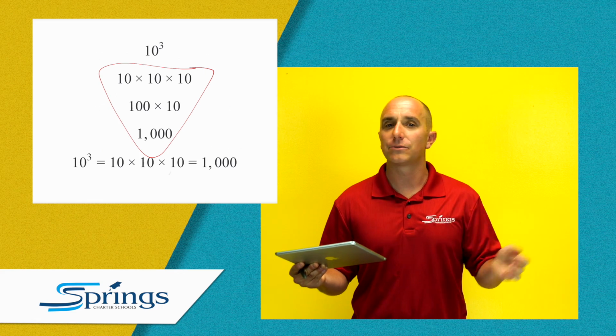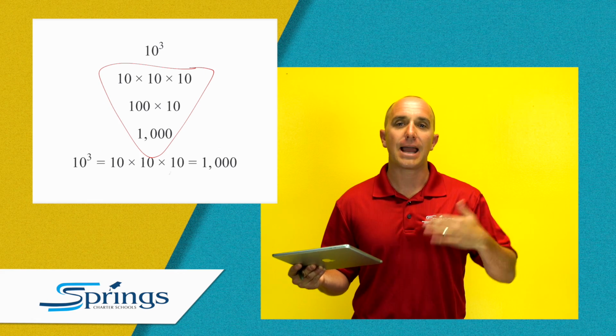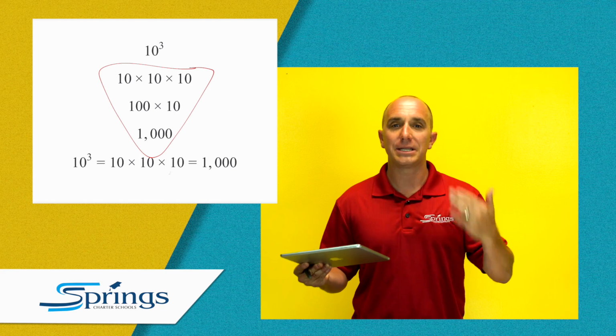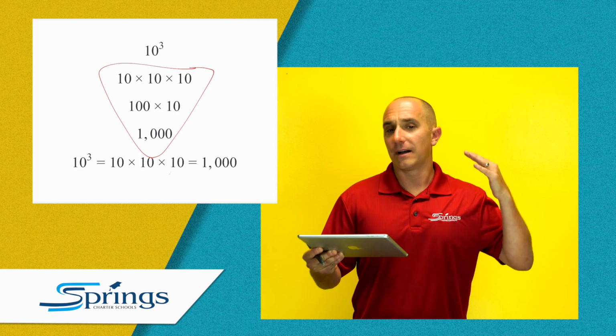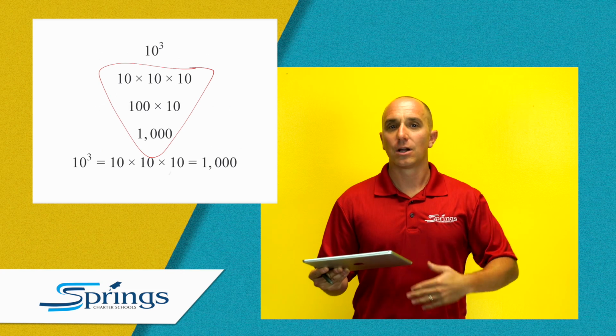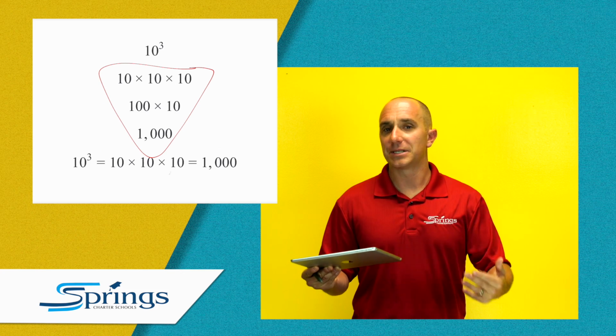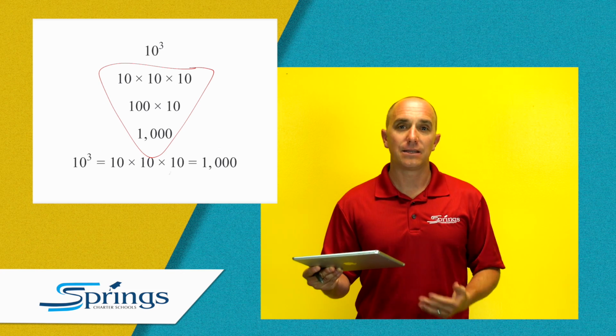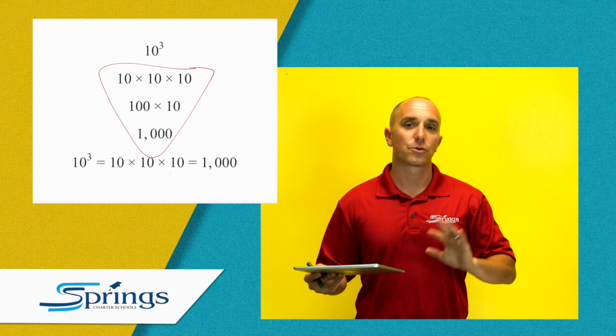Even though I know I'm only doing that one more step, for me it's just a habit. And good habits kind of breed successful math. So I have 100 times 10, it gives me 1,000. And if we check it with our trick, we have 3 as the exponent. The 3 is going to tell us how many zeros we have. In the number 1,000, we have 3 zeros. We know we got it correct.